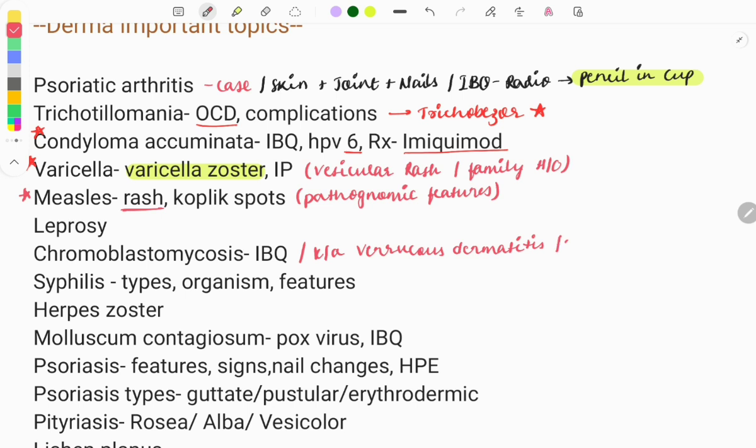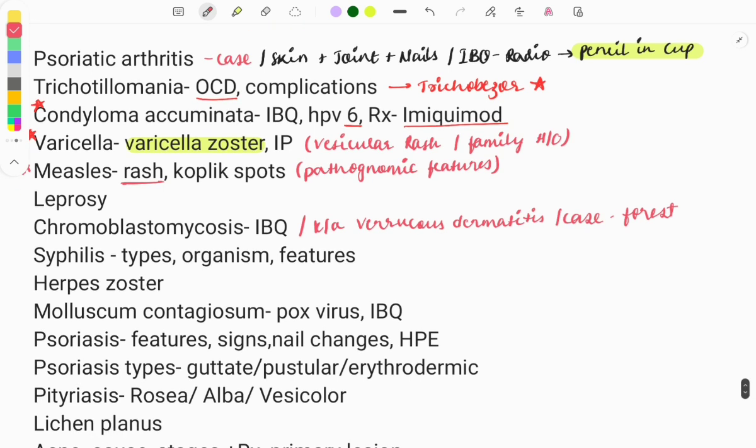So a clinical case can be given along with the history of a forest worker. And on the foot, you can see multiple warts. These are usually brown in color, and the sclerotic bodies are seen, by which you can make the diagnosis that it is chromoblastomycosis. Then moving on to syphilis.